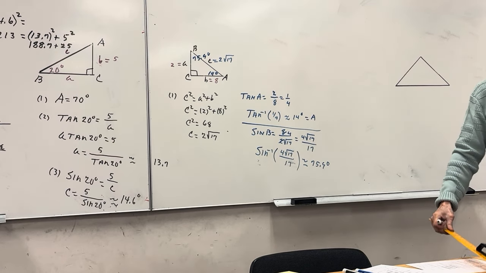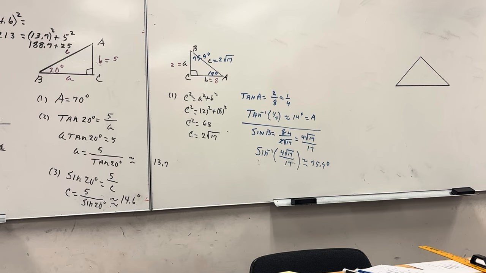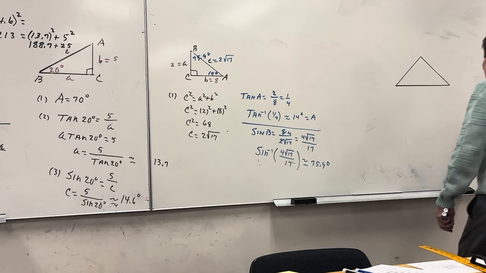Now, I've done something unusual. This is not a right triangle. And they give a word for it. If it's a non-right triangle, does not contain a right angle, like the others did, they use the word oblique triangle.